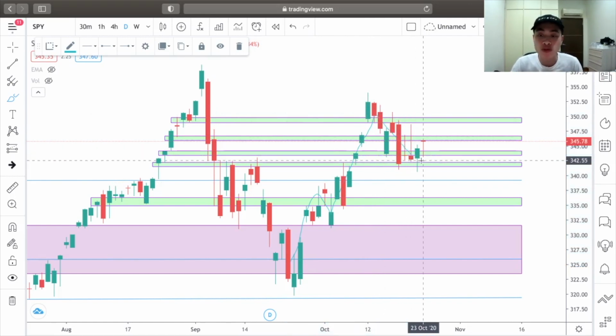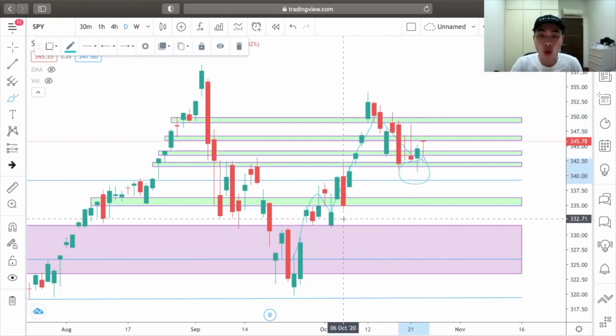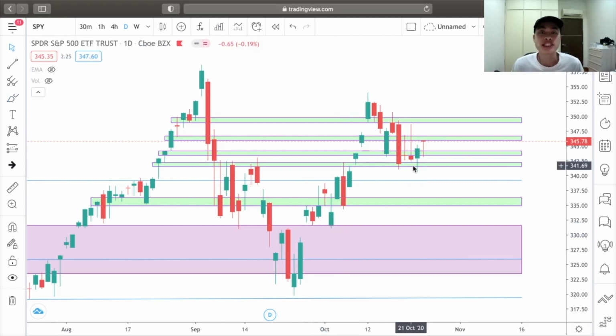So if we compare the lows over here, so this was the low and this low over here, you can see that prices are still making higher lows. So even though prices have declined recently, technically we are still on an uptrend because prices are still making higher lows. Now let's analyze the price action for the past week.